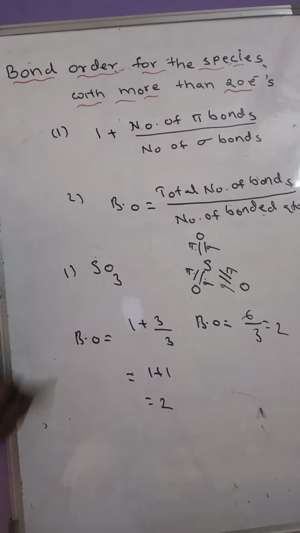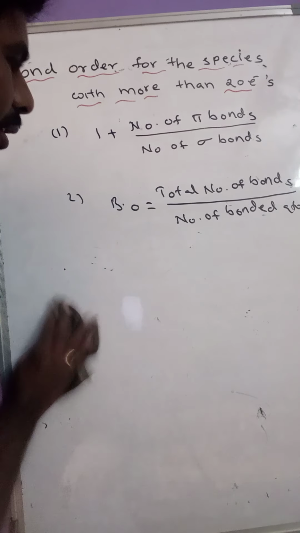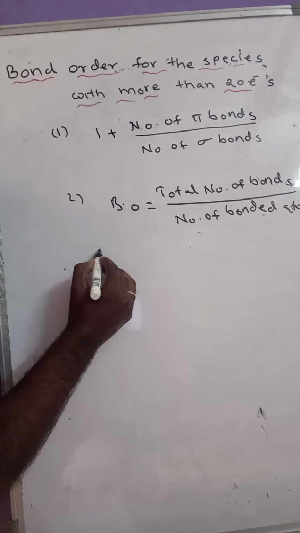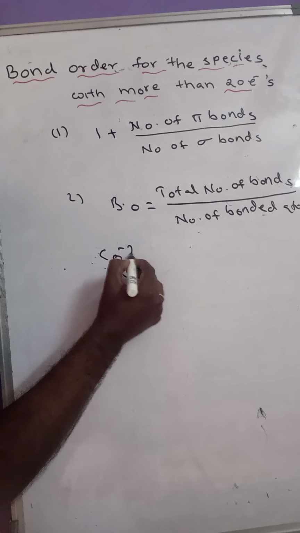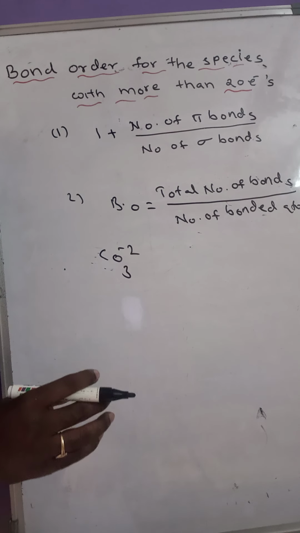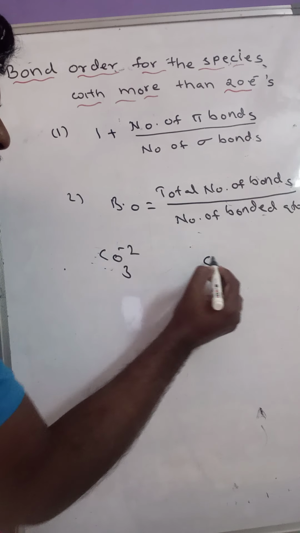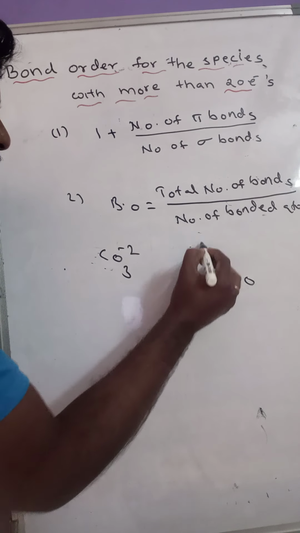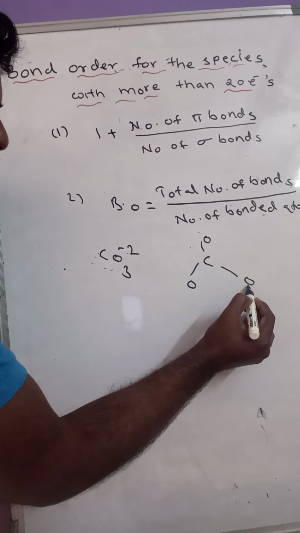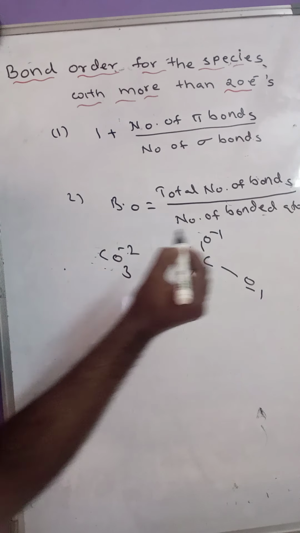Now let us go for another example. The second example is CO3 2-. You should know how to draw the structure of any species. Carbon is the central atom, with oxygen, oxygen, oxygen. The minus 2 charge means one minus charge on each of two oxygens, and a double bond to the third O.